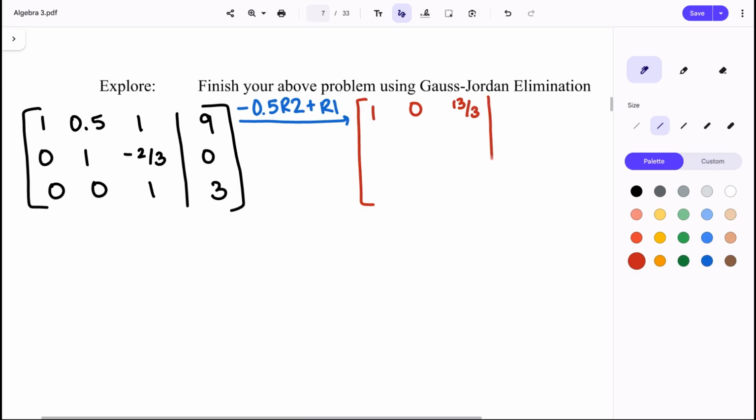The only reason why I like the fraction is because then I'm going to think later, how can I get rid of that fraction? So I want to see the denominator to help me with that. Okay, this last one would be negative 0.5 times 0, which is 0, plus 9 is 9. Okay, everything else stays the same.